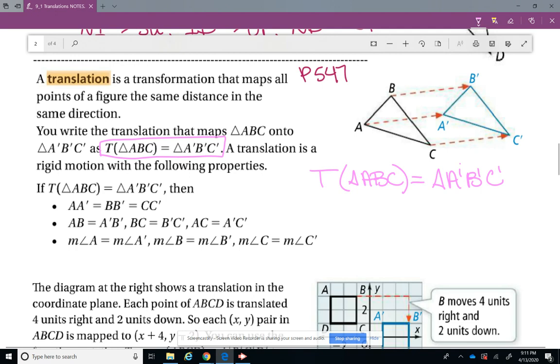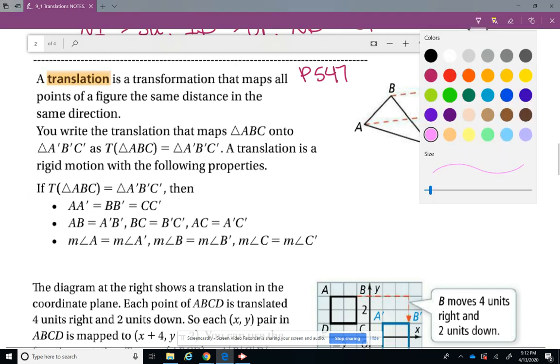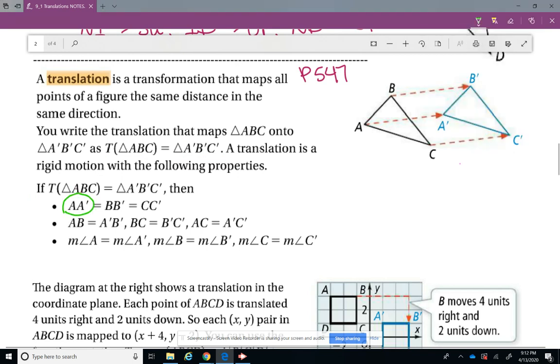A translation is a rigid motion that follows the following properties. So right here, this is what we just finished writing. If I translated triangle ABC onto triangle A prime, B prime, C prime, then this is what we would know. I'm going to erase this so you can see exactly what I'm talking about. I'll do this in green neon. The distance from A to A prime equals the distance from B to B prime equals the distance from C to C prime. So that preserves distance.